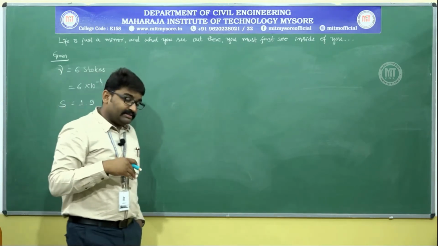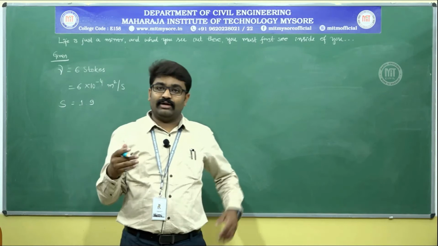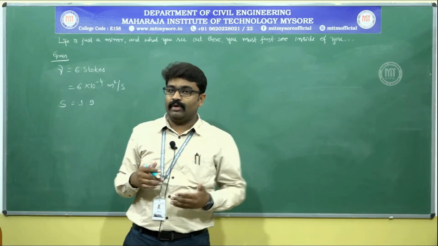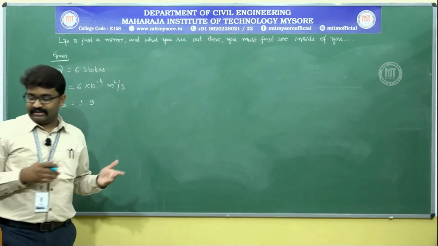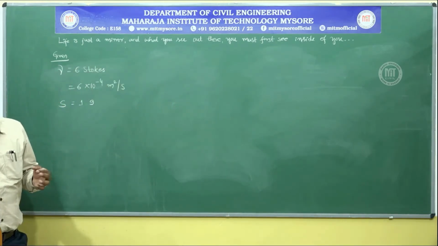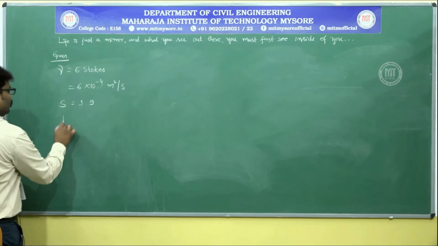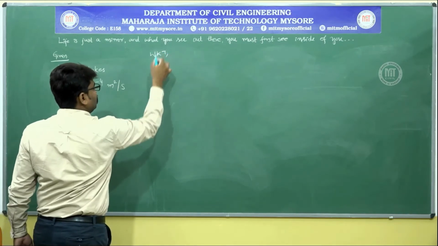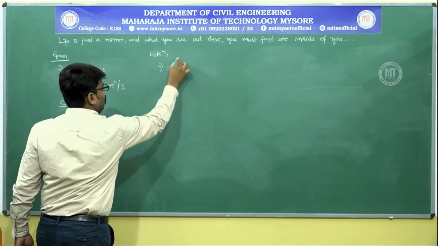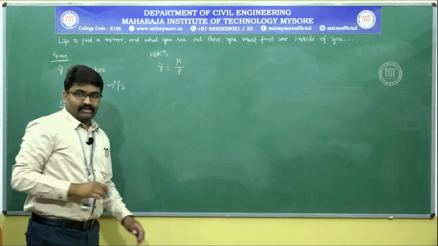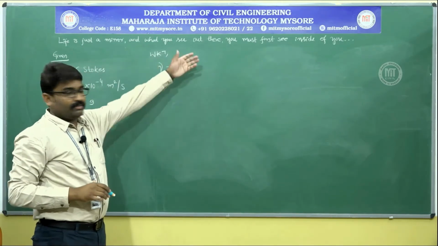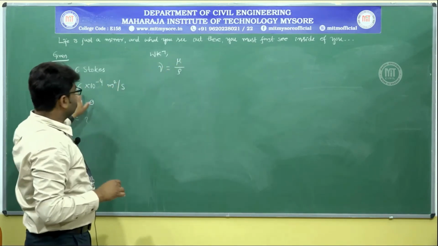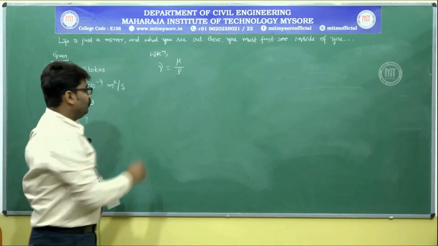1.9 means it is definitely denser than water. Water has a specific gravity of 1, whereas the liquid given here has a specific gravity of 1.9. So, it is a denser liquid than water. What needs to be calculated from this is mu. We know that nu is equal to mu by rho. If you can get rho, the problem is solved. Nu is given. How do I get rho?